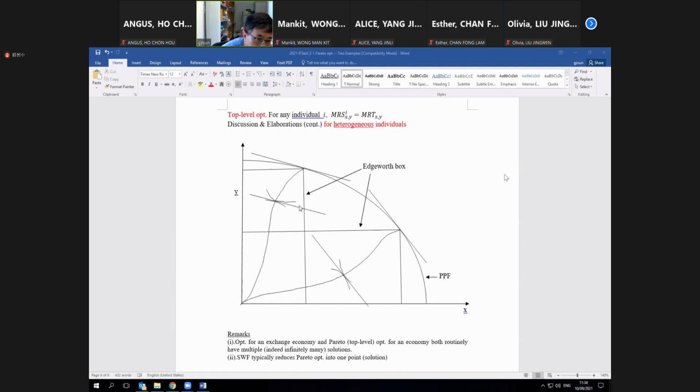And now we summarize all that we have discussed so far into this general picture. And this is about our production technology.